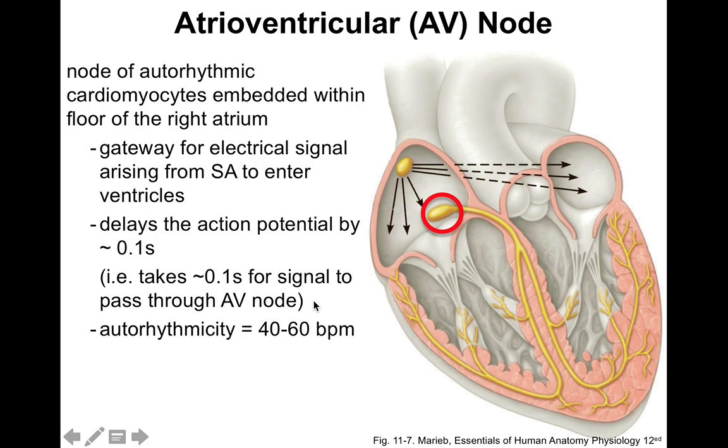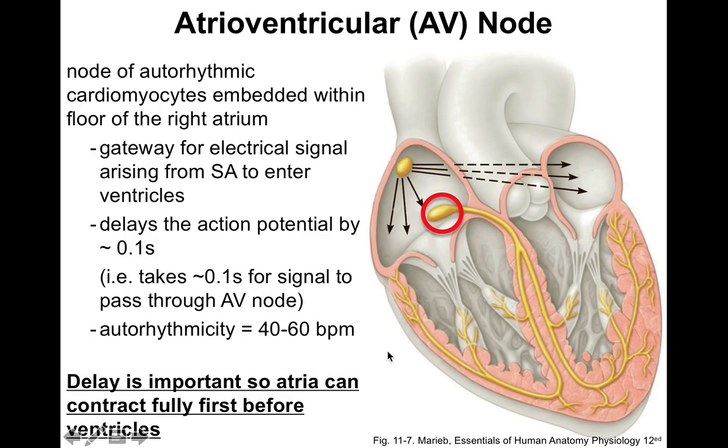The AV node does have its own autorhythmicity as well, without any external stimuli. It's about 40 to 60 beats per minute. So obviously, because the SA node beats faster than that, the SA node controls or sets the rate for this signaling. But if there was some problem with the signal moving from the SA node, the AV node would then take over as a pacemaker as well. So, as I've already mentioned, the delay is important so the atria can contract fully first before the ventricles.